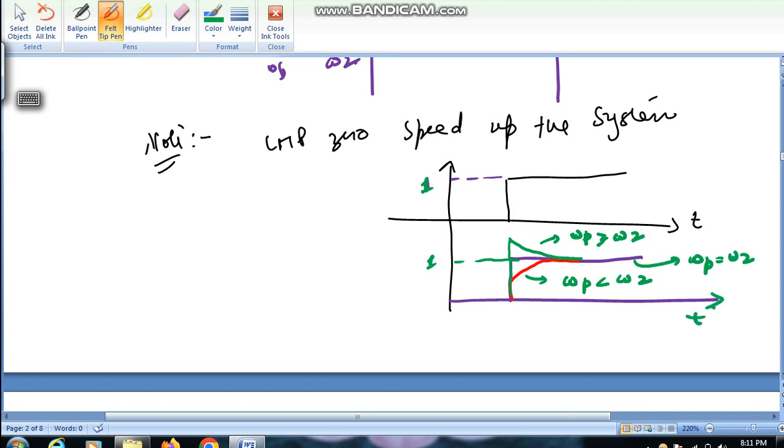So this is our last case. We should know about this. So the left hand plane zero speeds up our system. You should know how a zero is going to impact our system, how a two pole system is going to impact it, and how a single pole system is going to give the transient response. Another thing we are going to see is the second order system, which has two poles, and how it gives the transient response.